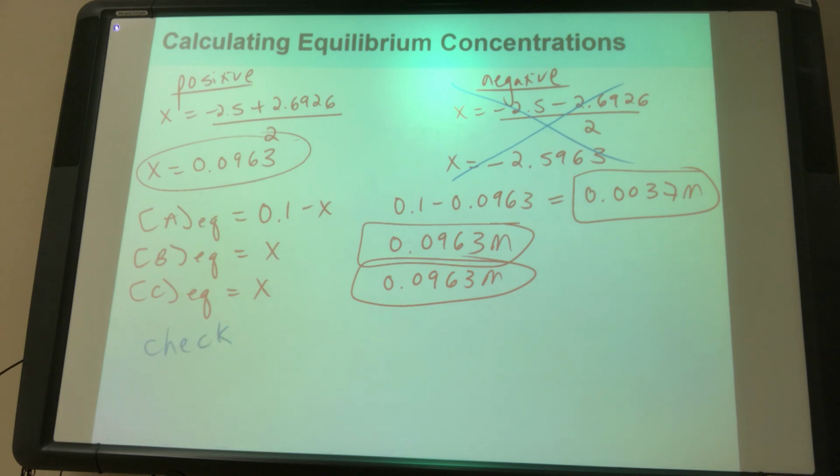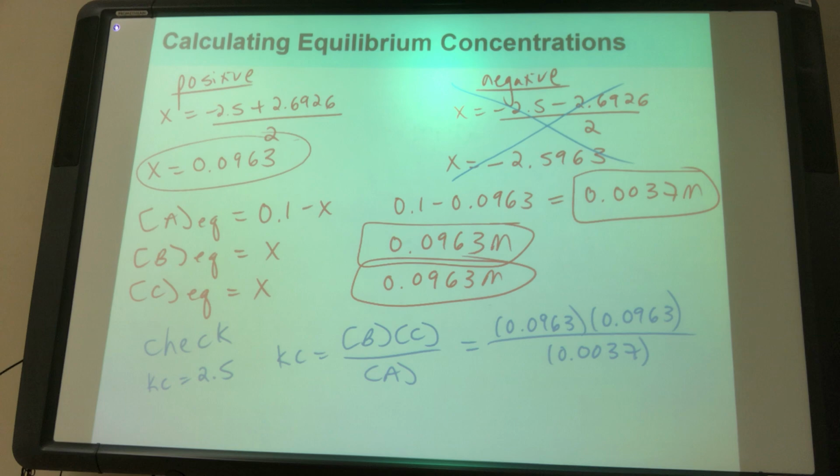So we said Kc was equal to 2.5, and my Kc was B times C over A. Let's plug it in. 0.0963 times 0.0963 divided by 0.0037. Okay, simplify the top. That gives me 0.009274, and the bottom is 0.0037. So that gives me a Kc of 2.5. That's 2.5. That's 2.5. So I'm good to go.